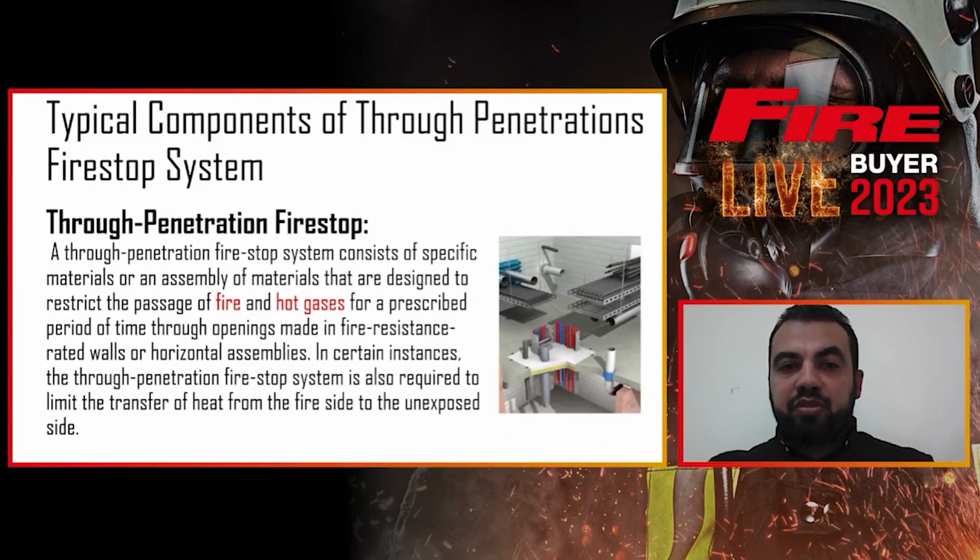A through penetration firestop system is for penetrations through a fire rated assembly. It protects and confines the fire within the origin of the fire and restricts the passage of fire and hot gases to the adjacent areas or adjacent floors. We can see here in the picture we have different types of penetrations like cable trays, plastic pipes, conduits, and different types of installations penetrating floors and walls.